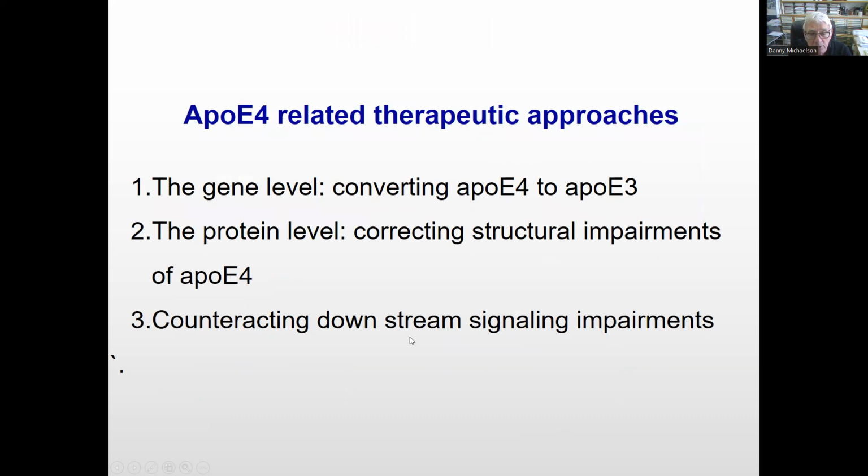So this is our ApoE4 molecule. We can say that it is worth studying, and it can be studied at three levels: the gene level, the protein level, and the downstream signaling level. I will start with 3, go up to 2, and at the end mention some preliminary results that we're doing at the level of the gene.